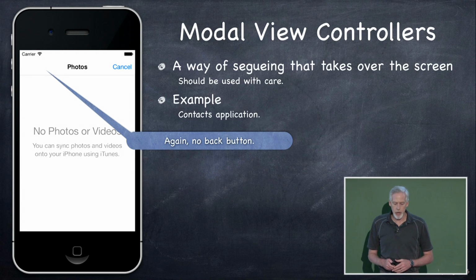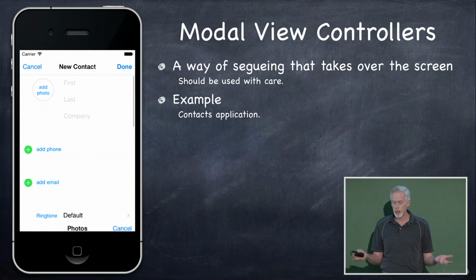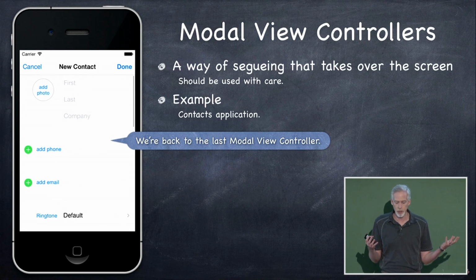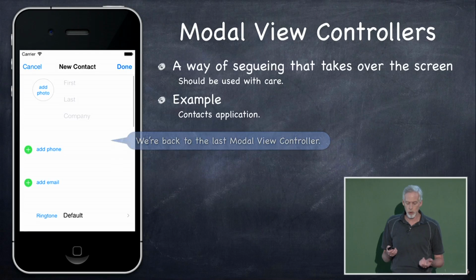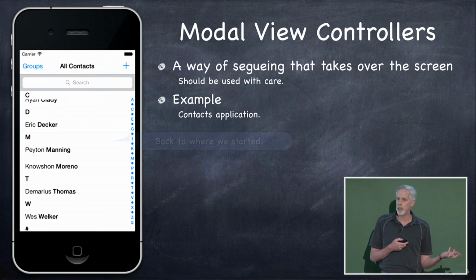Okay, so let's cancel this, and we'll see what happens to this modal MVC. This cancel is a way to get out of it, and when we cancel it, of course, it slides back out. And the other MVC is still there, okay? Nothing has changed. And here, of course, if we cancel this one, then we'll go back to where we were before, and this MVC goes away.